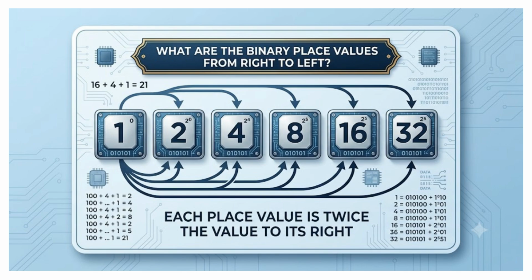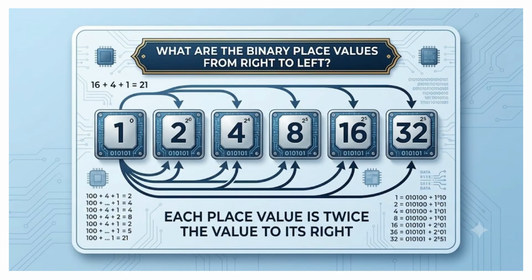Every position in a binary number has a fixed value. We always begin from the rightmost digit, because that is the smallest place value. The first position has a value of 1. The next position is 2. Then comes 4, followed by 8, 16, and 32. Notice the pattern. Each place value is exactly twice the value of the position to its right.